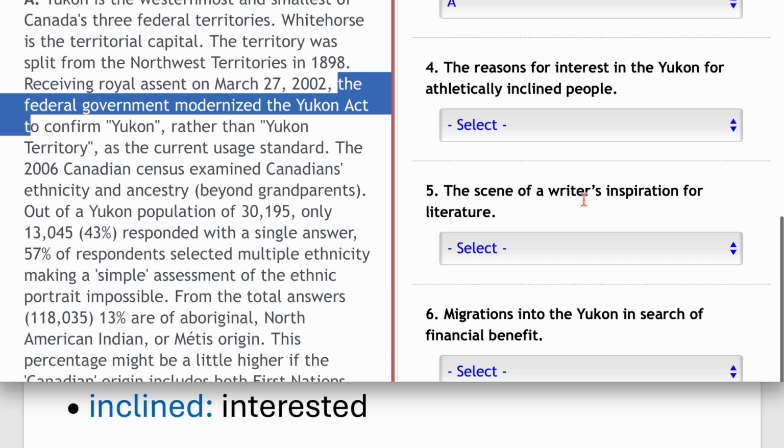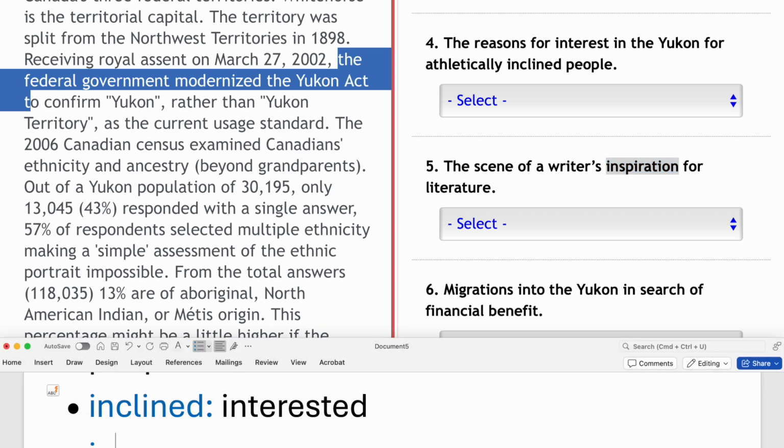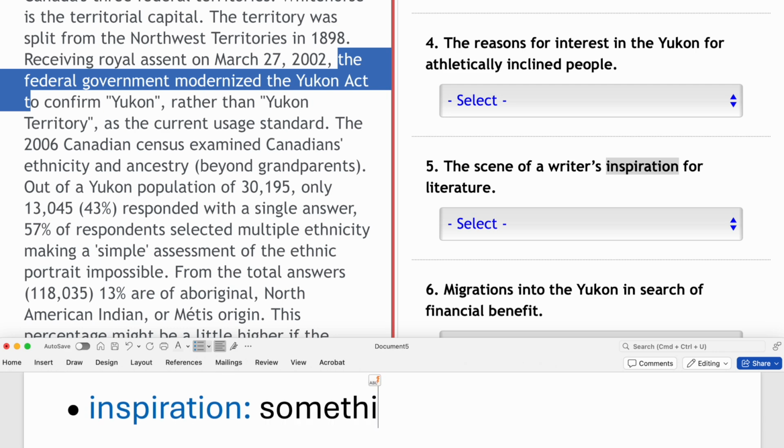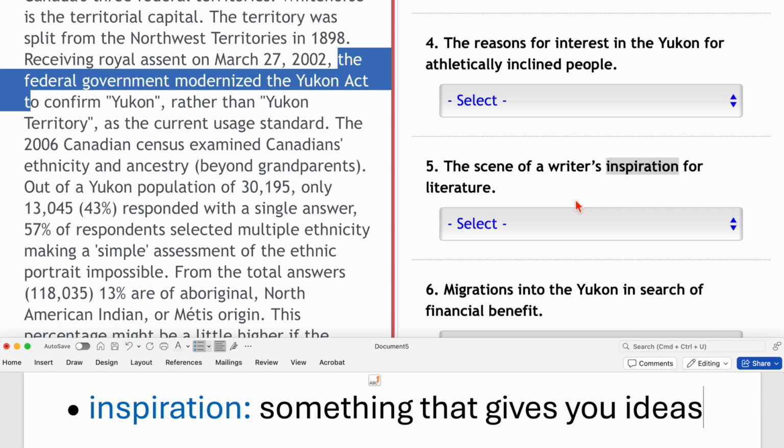The scene of a writer's inspiration for literature. The scene of the place, a writer's inspiration. Inspiration is something that gives you ideas. So when you have ideas, you're inspired. So the place where a writer got his ideas for literature, for writing, for books. Is that in paragraph A? No, right? No.